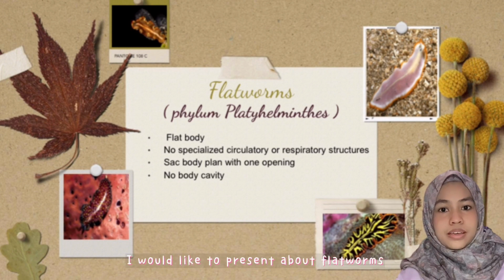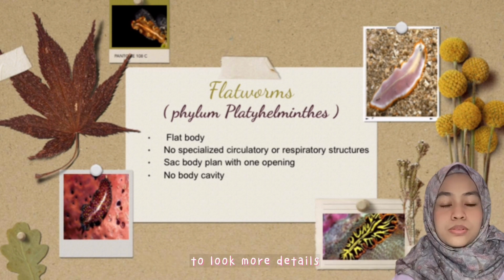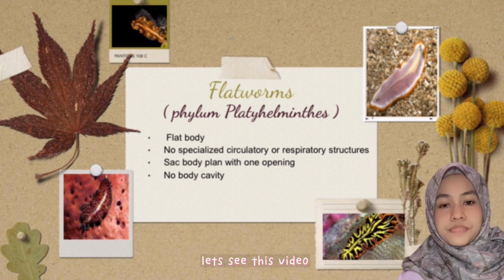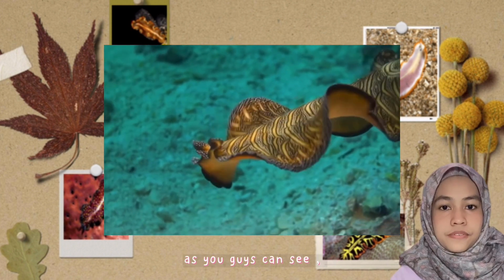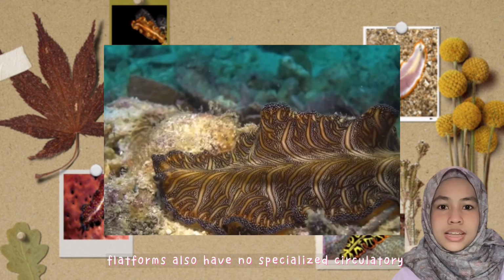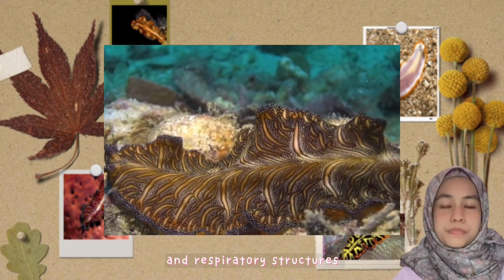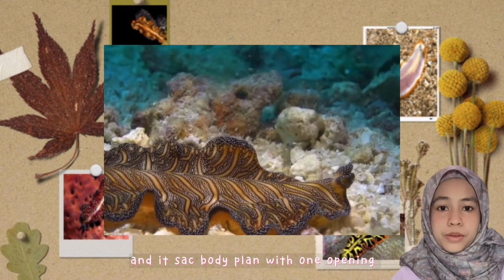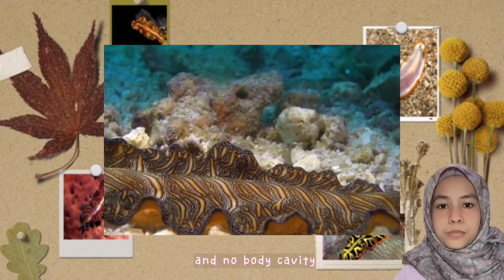I would like to present about flatworms. To look at more details, let's see this video. As you can see, flatworms have various colors and sizes. Flatworms also have no specialized circulatory and respiratory structures, and a simple body plan with one opening and no body cavity.